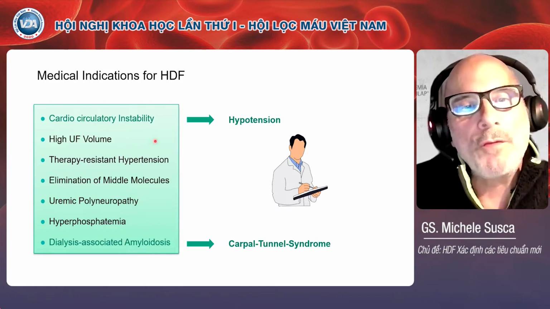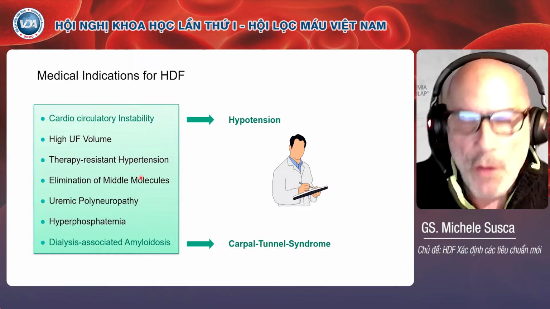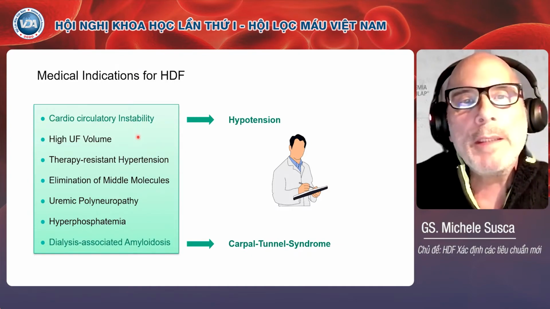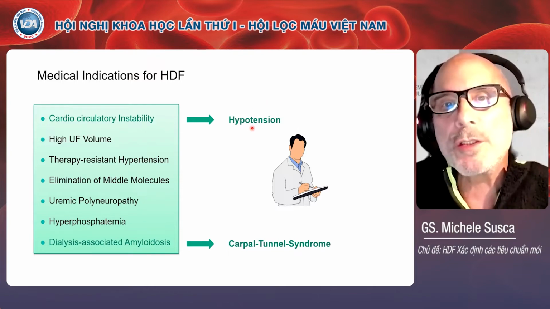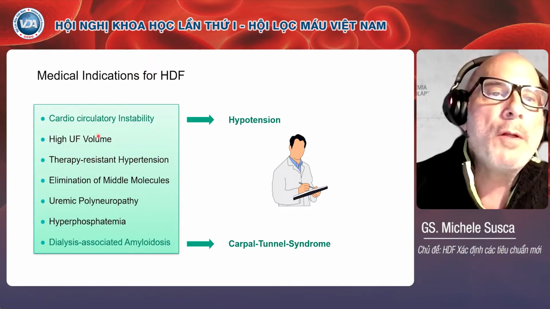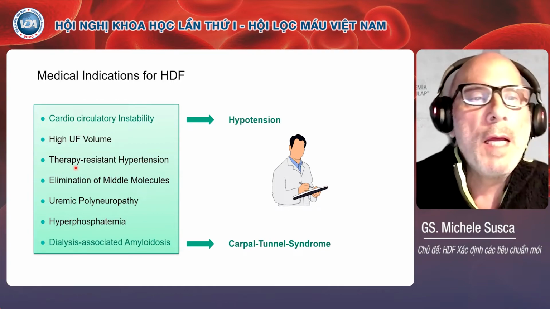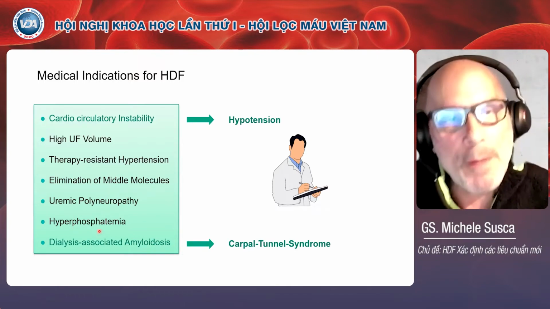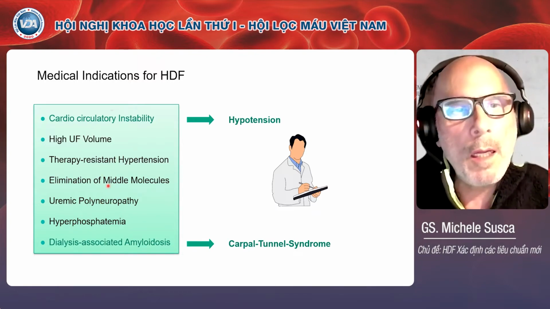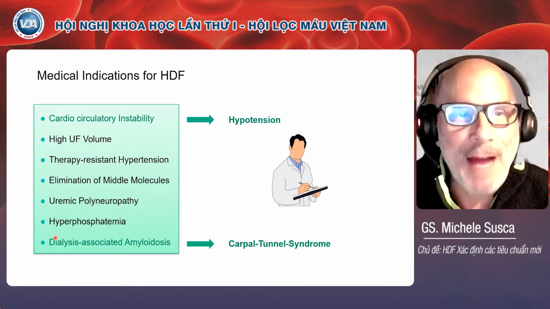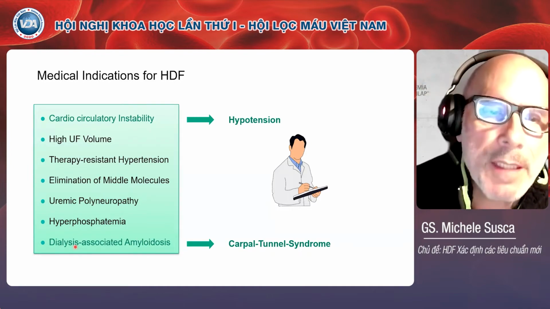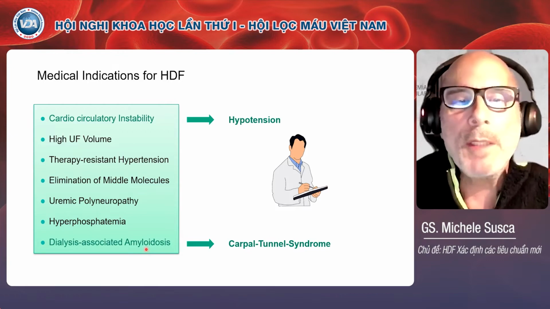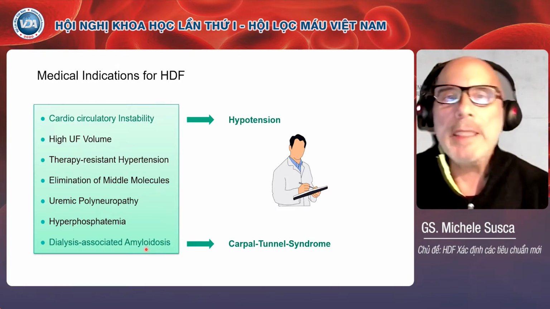You see here a list of potential indications for online HDF. Cardiocirculatory instability, that means patients suffering from hypotension during the treatment, high UF volume, therapy-resistant hypertension, elimination of middle molecules, uremic polyneuropathy, hyperphosphatemia. These are all possible indications. And finally, another important indication is dialysis-associated amyloidosis. I have pointed out these two, the hypertension and the amyloidosis, because these are the most important indications.